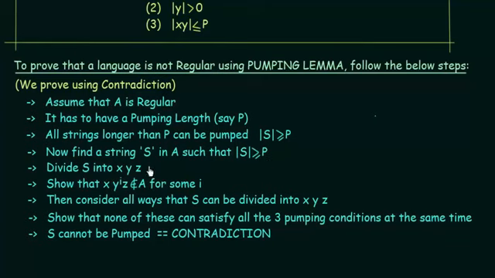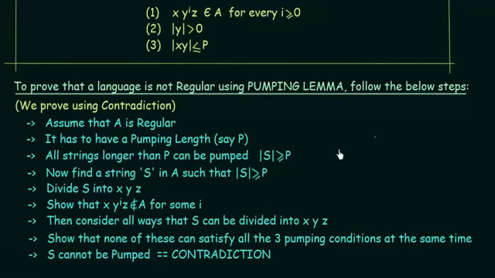After that, you have to divide s into three parts, x, y and z, like we already saw in the pumping lemma statement. So you divide the s that you chose from the language A into three parts, x, y and z. Now you have to show that x y^i z does not belong to A for some i. In the statement of pumping lemma, we saw that however many times you increase this middle part y, the resultant string x y^i z must belong to A if the language is regular.